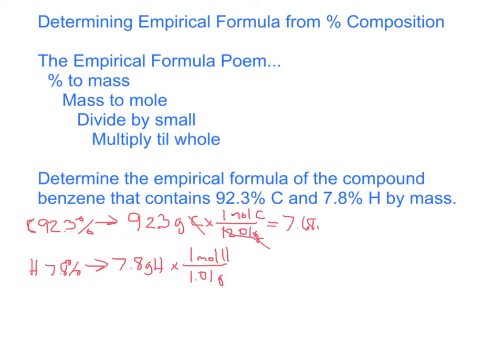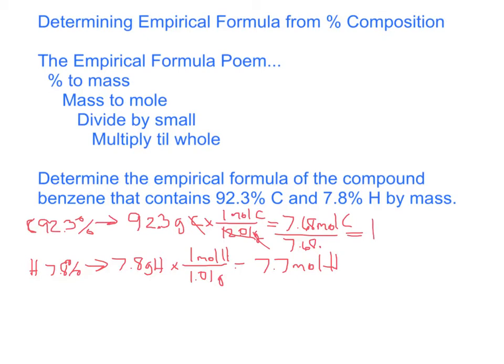So we have 7.68 moles of carbon. The other one is 7.7, keeping to the sig figs, moles of hydrogen. And now we divide by small. So what's smaller, 7.68 or 7.7? Well, it's 7.68. They're almost the same. So divide 7.68 by itself, and you get 1, of course.